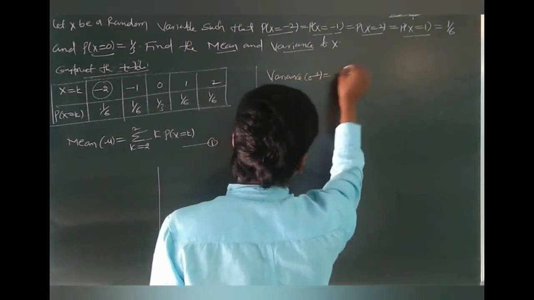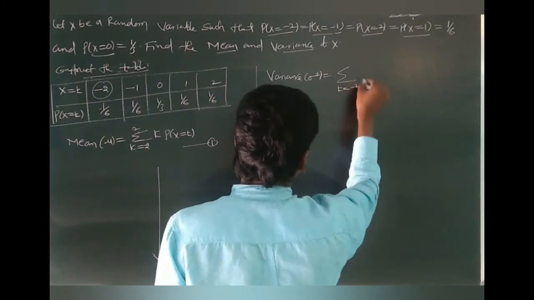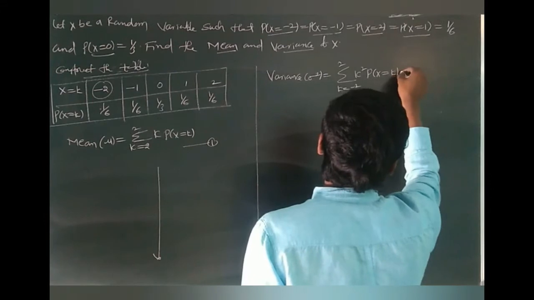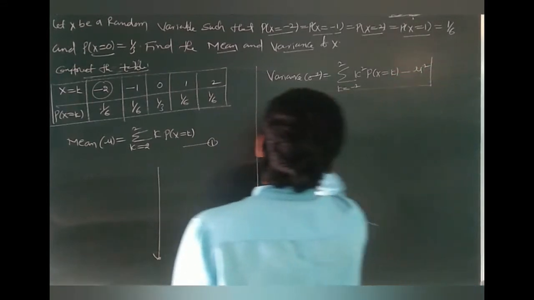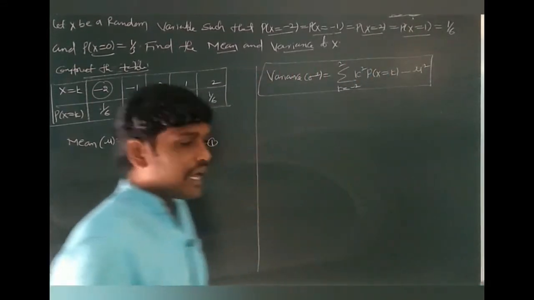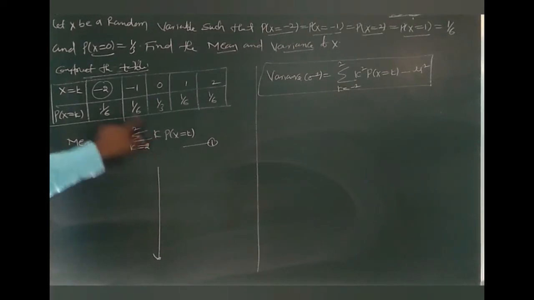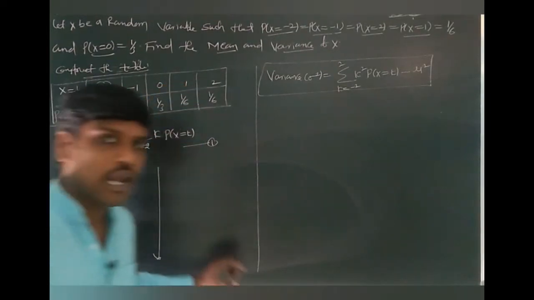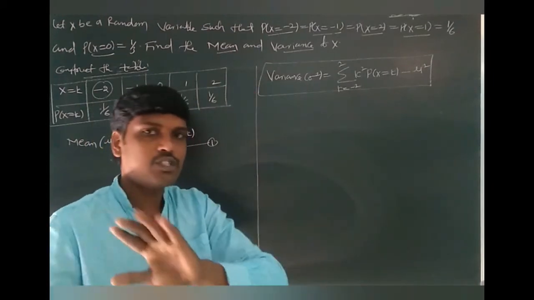Variance is equal to the summation of k from -2 to 2 of k square into P of x equal to k, minus mu square. This is the formula of variance. In the mean formula, you can take the values -2, -1, 0, 1, 2. Substitute all values as in the previous problem model. You get the mean. First one completed.